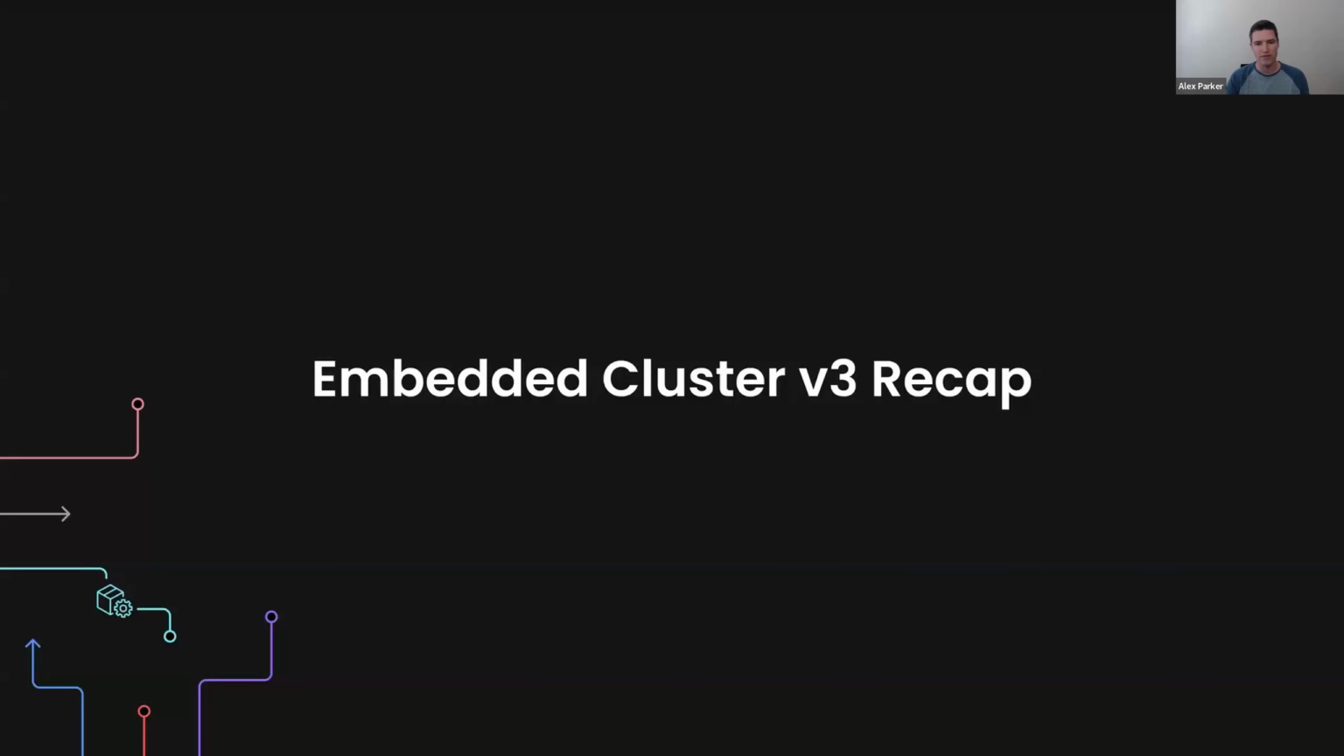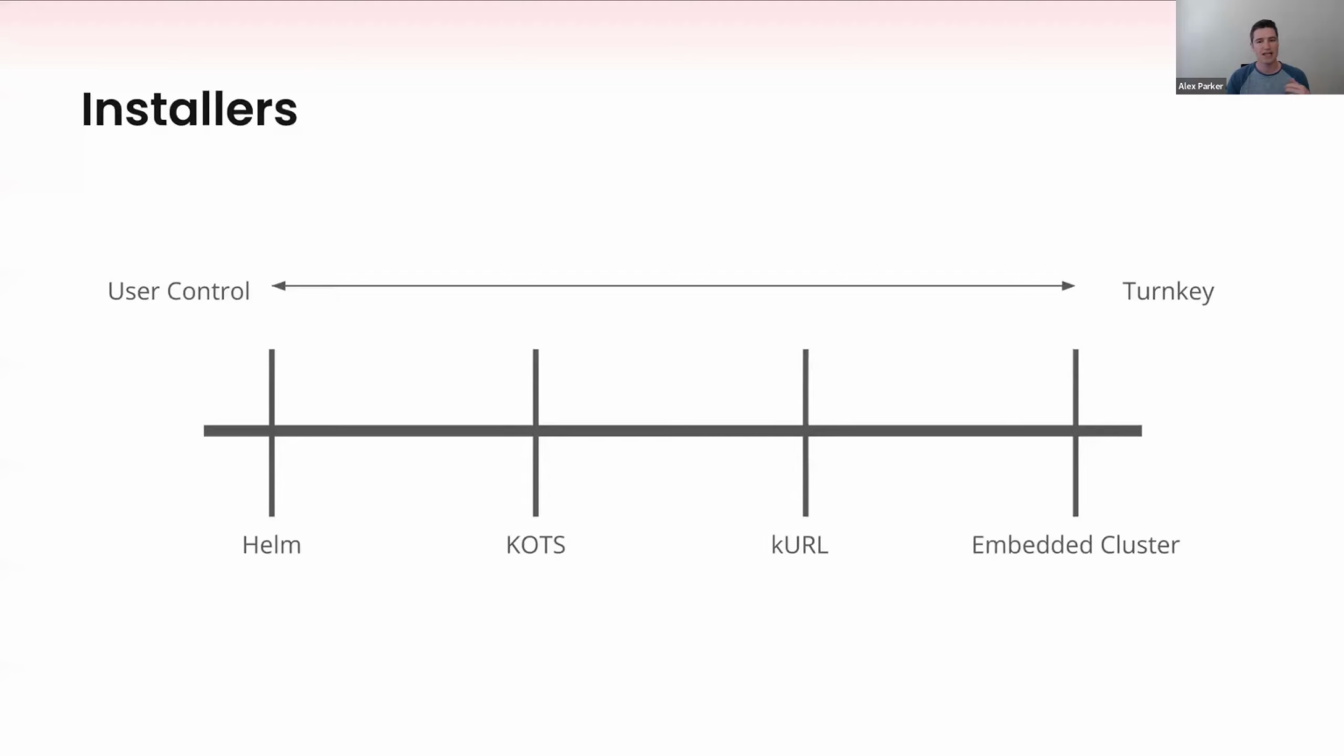To start, I'll briefly recap some of the things we talked about last quarter. We presented Embedded Cluster version 3, our upcoming major release of Embedded Cluster 3.x. Looking at the spectrum of installers that Replicated supports, on the left side we have more user control, with your customers fully in control of the install. At the extreme, that would be a true Helm install, where they take your Helm charts and install them, all the way to the right where we have our more turnkey solutions, which is where Embedded Cluster lives.